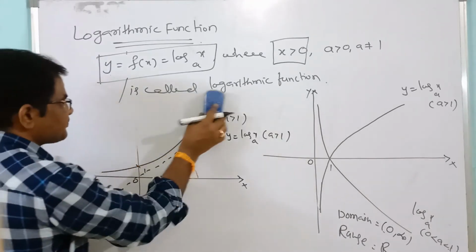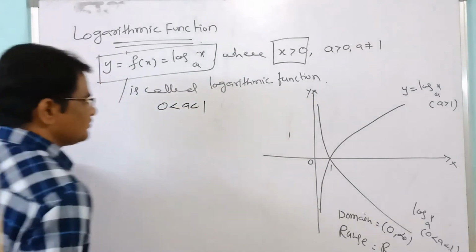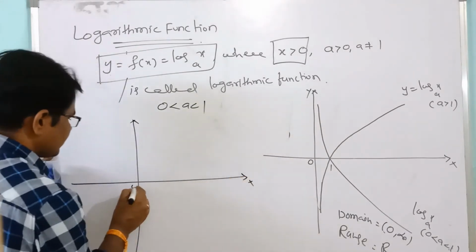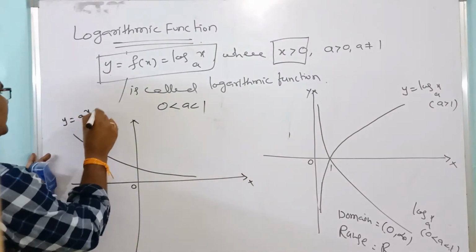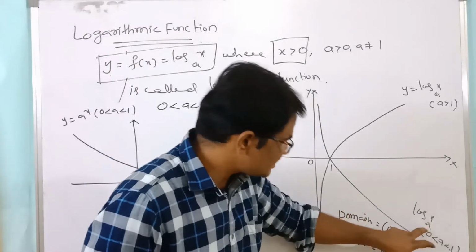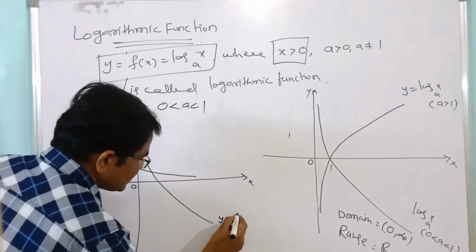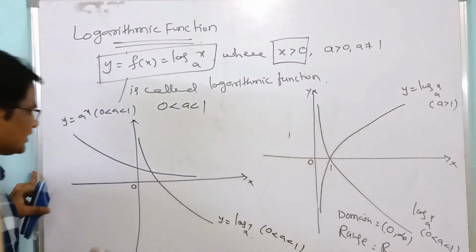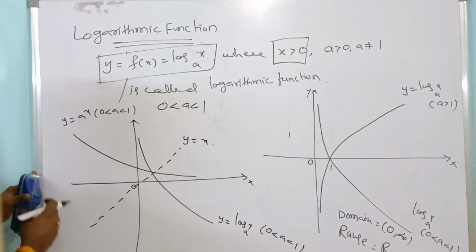Next, suppose 0 less than a less than 1. Whenever 0 less than a less than 1, what about the exponential function? This is the exponential function, y equal to a power x whenever 0 less than a less than 1. And whenever 0 less than a less than 1, the log x function is this one. So this is y equal to log x to the base a whenever 0 less than a less than 1. This is also symmetric about the line y equal to x, right?